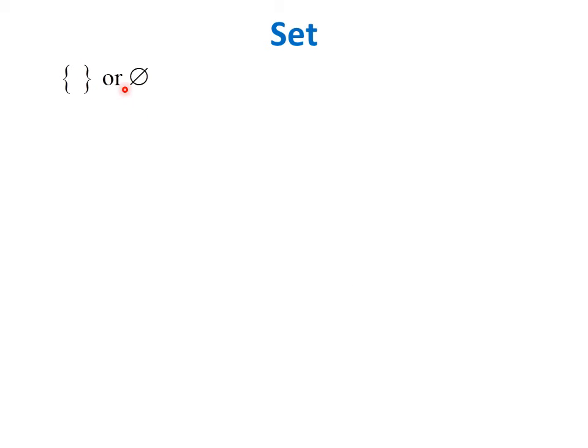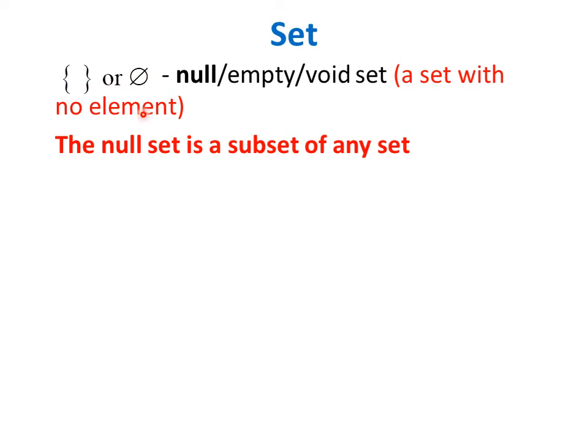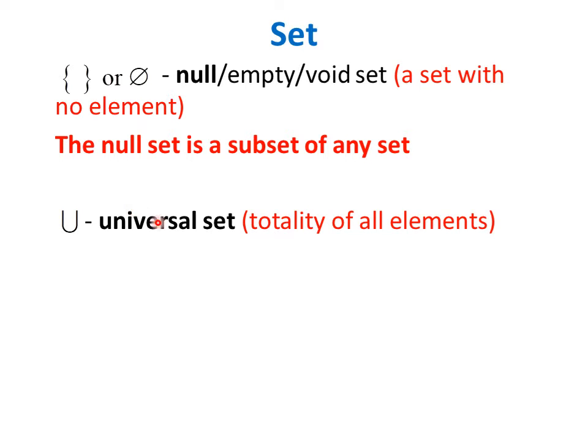Either of these two symbols is used to represent the null set. The null set is also known as the empty or void set, and that is because the null set is a set with no elements. One thing that we have to remember about the null set is that it is a subset of any set. Now this symbol is used to represent the universal set. The universal set is the totality of all elements or sets involved in the problem.